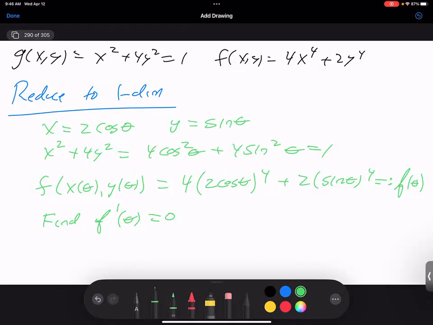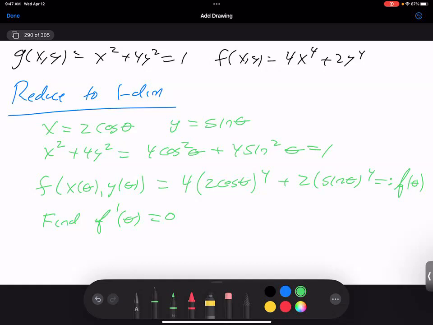Well, my function f of x, y is 4x to the fourth. Yeah, I'm just using the same function from before. And so now I can actually do this for all values of theta. I don't have to just do theta from 0 to 2 pi. There are no endpoints. I just look at this function and see where it is. This is just a Calc 1 problem.